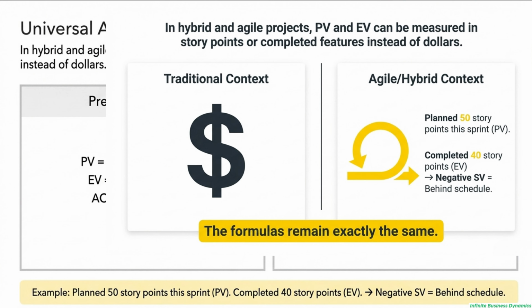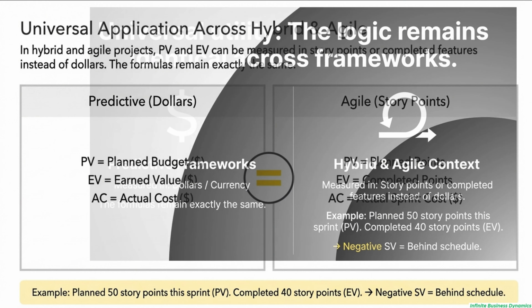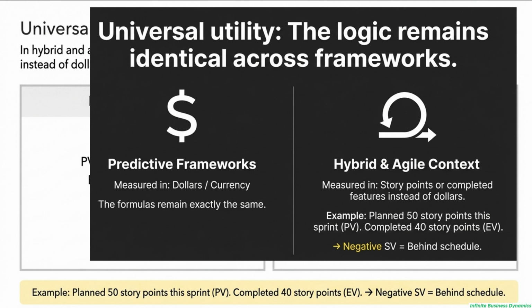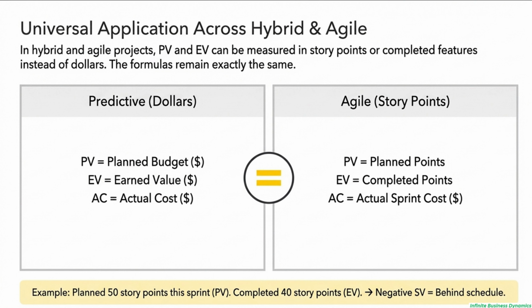In a traditional project, we might use dollars, but in an Agile world, we can just use story points instead. The unit doesn't matter, the logic is identical. If you plan to finish 50 points in a sprint, but only got 40 done, your EV is 40, your PV is 50, and your schedule variance is negative. See? The formula doesn't change at all.